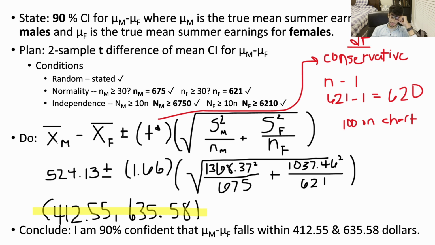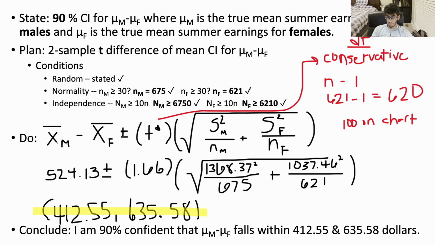Here's an example using another 90% confidence interval, and I defined which parameter we're trying to find. Plan: 2 sample t difference of means CI. Conditions: I made sure that both of the samples check out, which they do, as you can see in the bold. And then I plugged everything back into that equation. All the numbers are here.